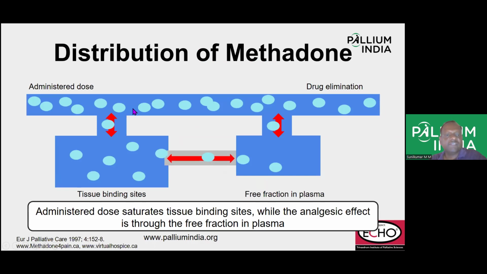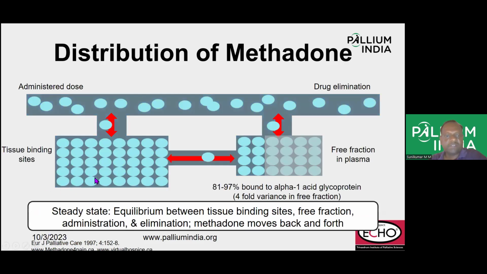Okay, so you can see it goes into the tissue binding sites, and when these tissue binding sites get saturated, only then will the methadone be freely available in the bloodstream. So this is what happens. You can see these are the tissue binding sites which get saturated, and only then will the methadone be available for continuous action in the blood.